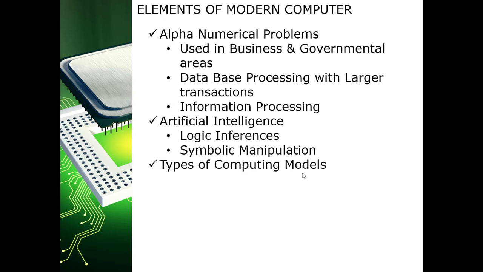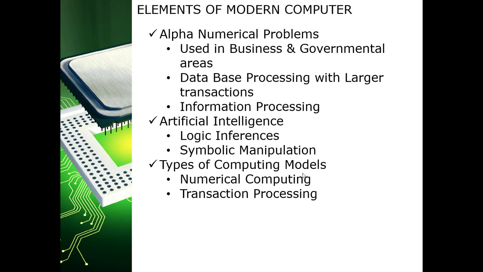So finally I concluded with 3 types of computing models: numerical computing used in science and technology, and transaction processing, that means alphanumerical problems, used in business and governmental areas. Mainly the transaction processing is doing database processing. And the third one, logical reasoning, that means artificial intelligence, which does logical inferences and symbolic manipulation, or a combination of the 3. So these are all the types of computing models I said.